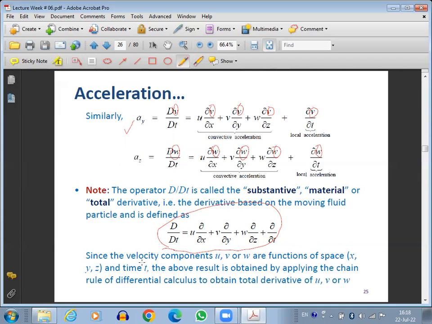I couldn't understand what you want to say. Yeah, if you integrate it, you're going to get the velocity. After you have got the acceleration, if you integrate it, you're going to get the velocity.